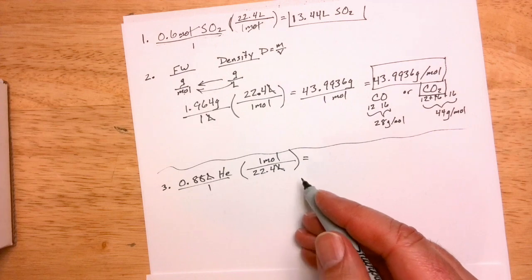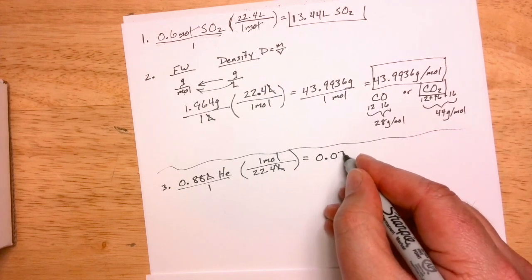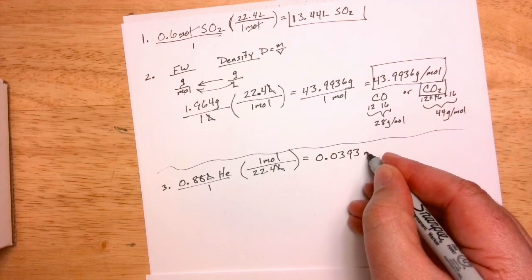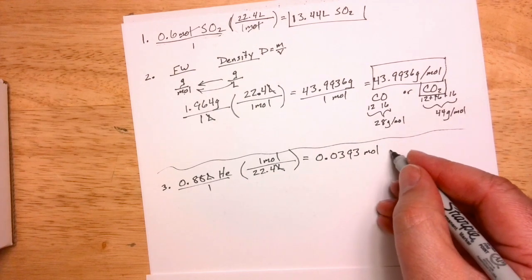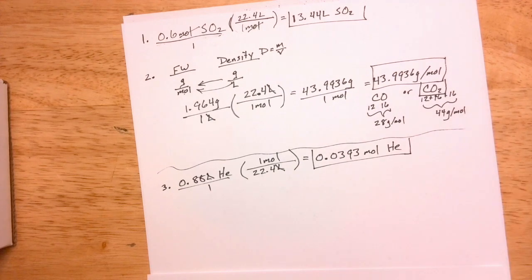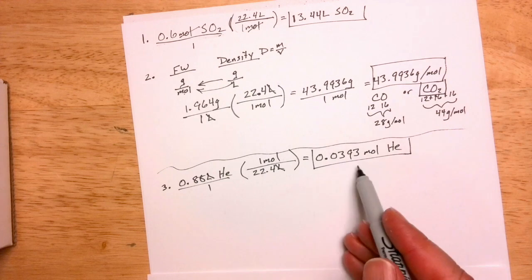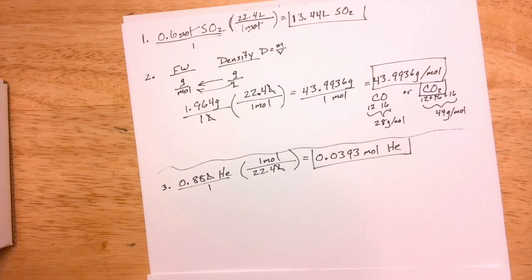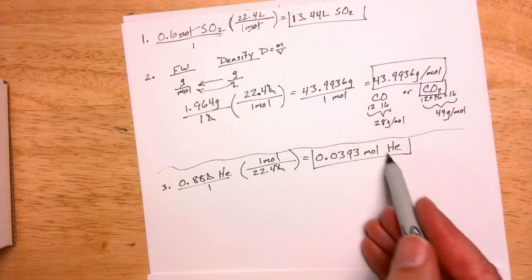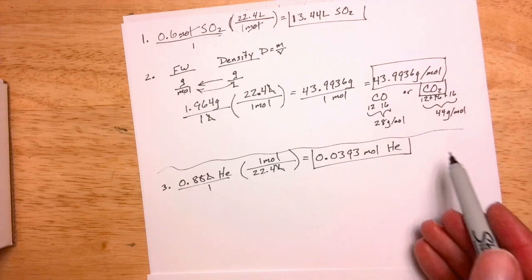So when you work that out, it comes out to be 0.0393 moles of helium. There's your answer there. So if you have 0.88 liters of helium, a little bit less than 1 liter of helium, as a gas at STP, this would be how many moles. So this is kind of like a grouping of helium. And if you need to, you can even take a step further and figure out how many individual atoms of helium you have.